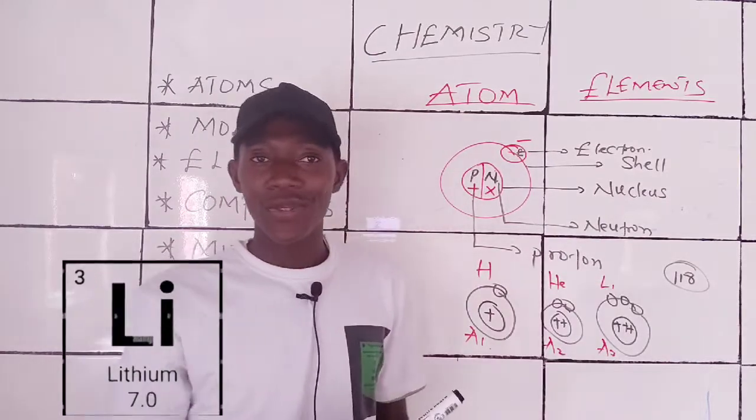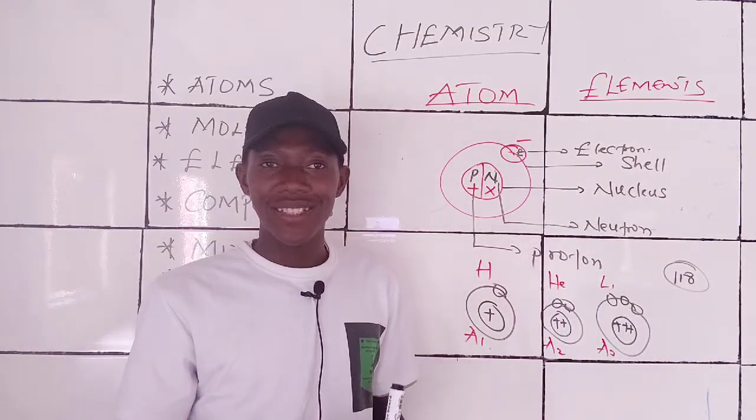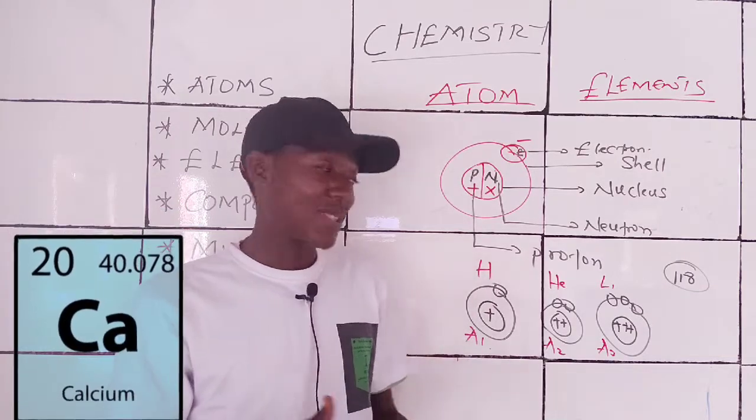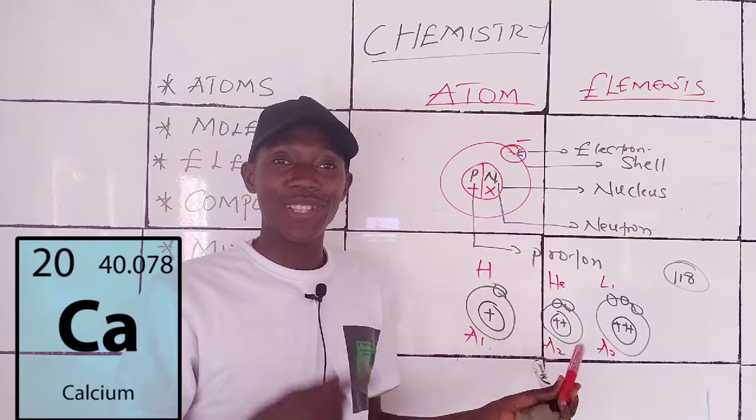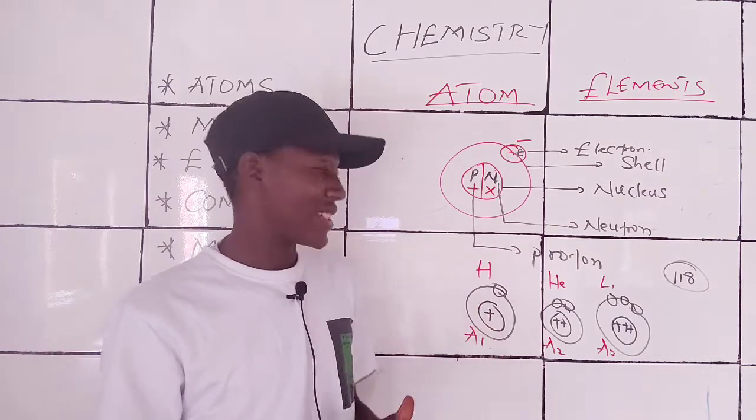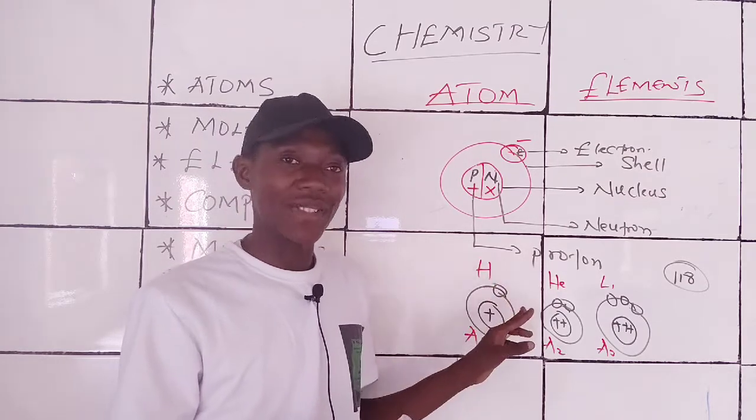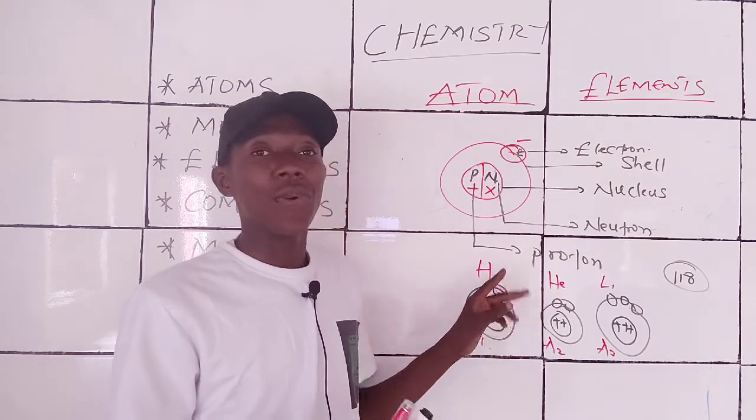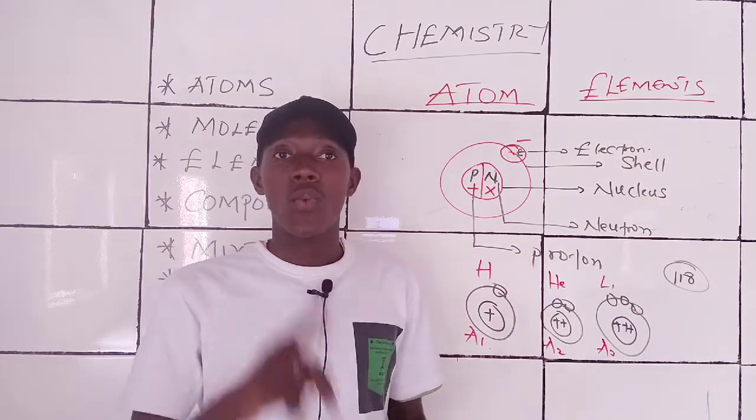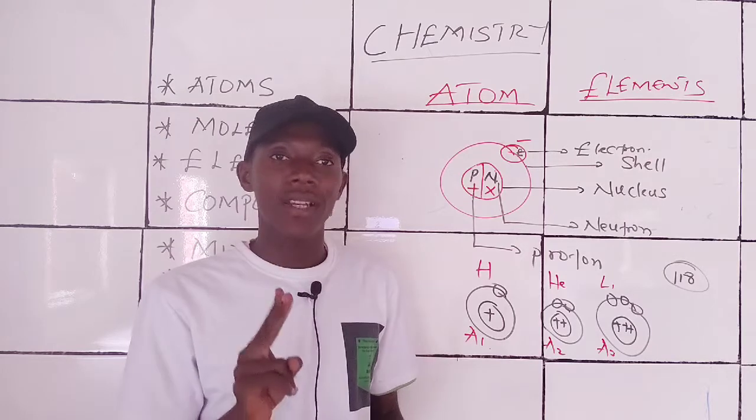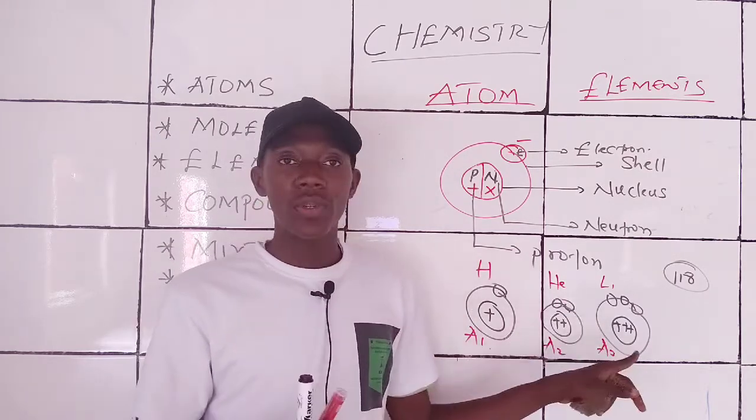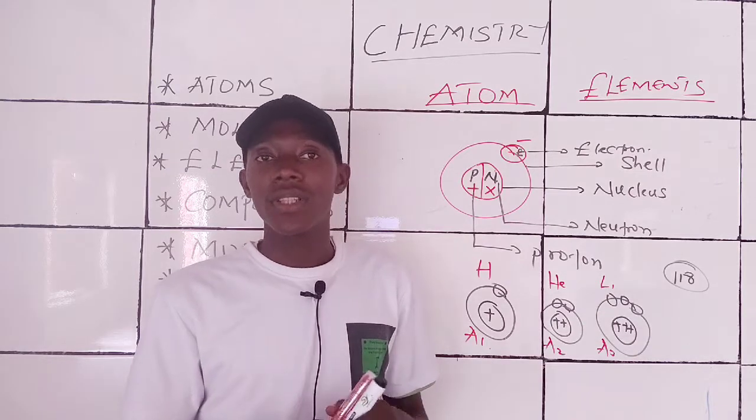So if you see calcium, calcium is actually number 20 in the periodic table. It is telling us that calcium is number 20 because calcium has 20 protons, 20 electrons. The same applies to hydrogen. Hydrogen has 1 proton, 1 electron. Because it has 1 proton, we call it hydrogen. So wherever we find any atom that has just 1 proton, 1 electron, we call that atom hydrogen. When we find the one that has 3 protons, 3 electrons, we call it lithium.